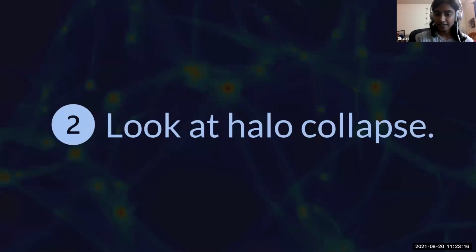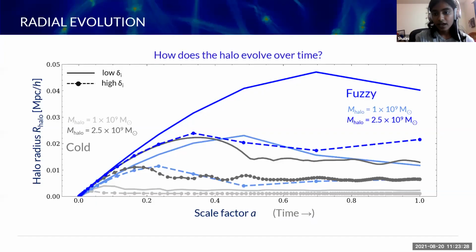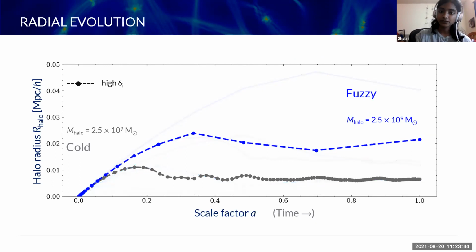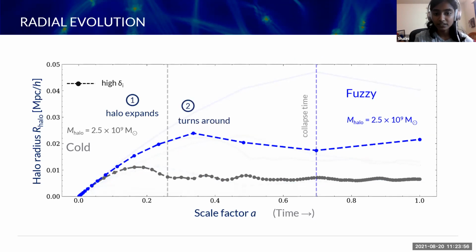So we ran these 8 simulations, and now it's finally time to look at how the halos evolve, collapse, and stabilize in the fuzzy model compared to the cold dark matter model. And a good way to observe this collapsing process is through tracing the radius of the halo over time, which we show here for all of the different runs. There are a lot of different lines here, but let's take, for example, the high mass, high overdensity runs. In both the cold and fuzzy cases, we see the halo expand at the beginning before it turns around at some maximum radius, and then it begins to collapse, which I've marked here with these vertical lines.